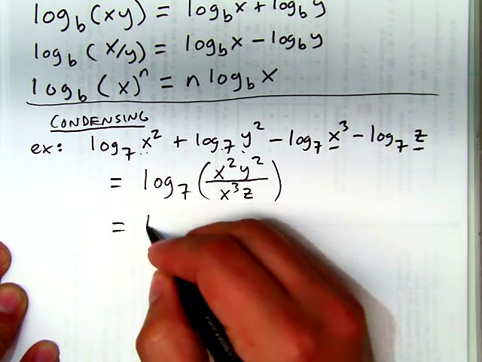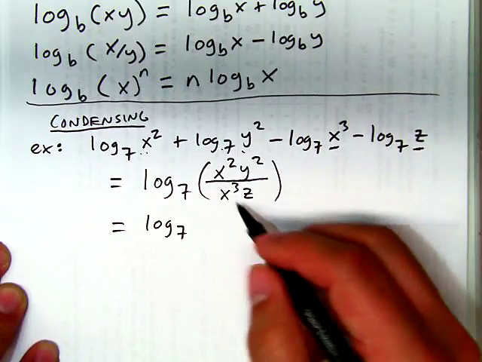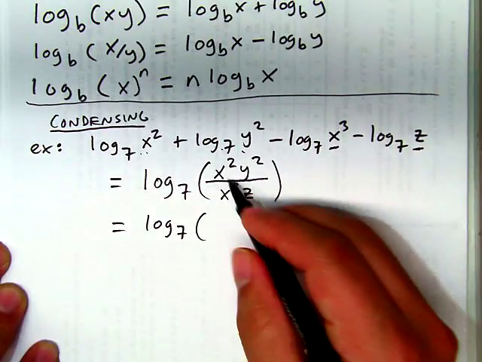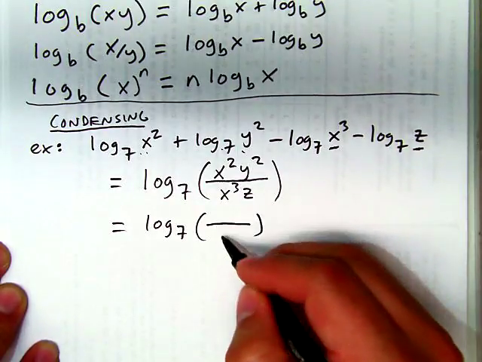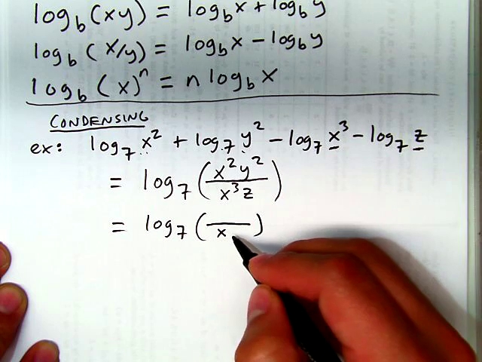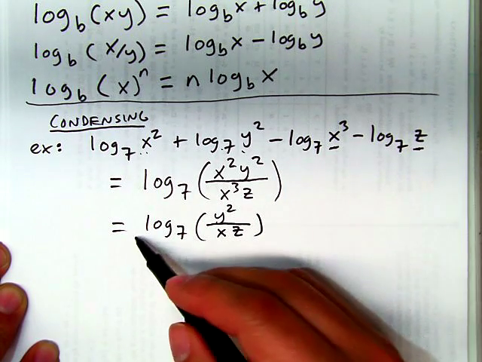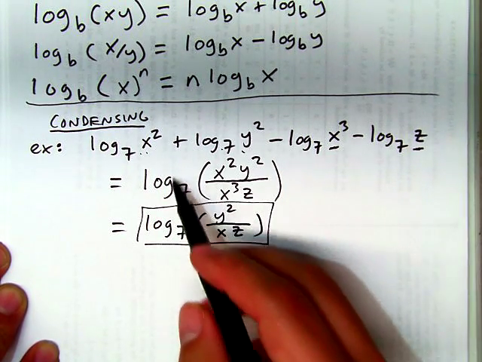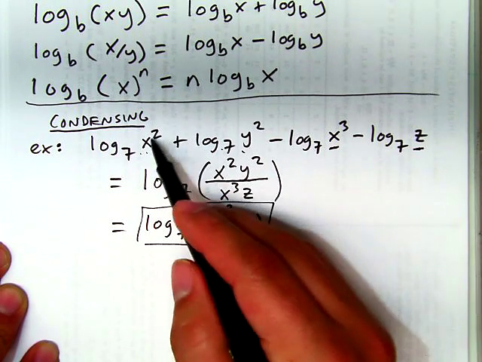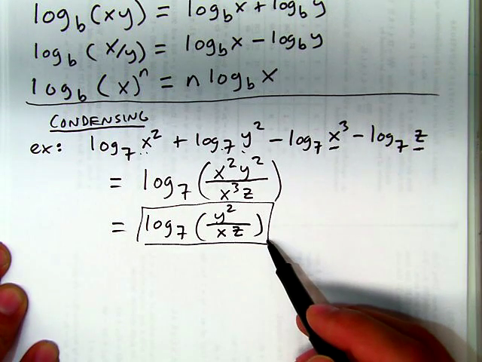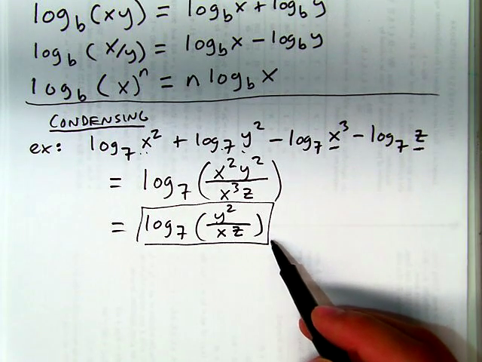And then now all we do is simplify if we can. So here you see that we have x squared on top, x cubed on the bottom. You can just make that one x on the bottom, and then y squared on top is good, and the z on the bottom stays. So this would be the final answer for this problem. So we started with a whole bunch of logs, and then we condensed it into one final log.